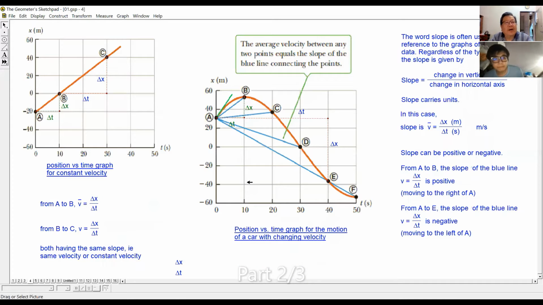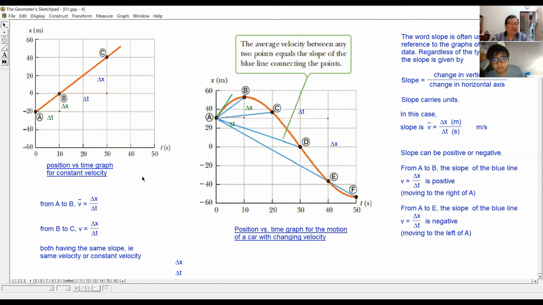Understand, right? Okay, this one is called the position versus time graph. The straight line here shows that the vehicle, or the person, or the object is moving with constant velocity. Okay, now what does this mean?